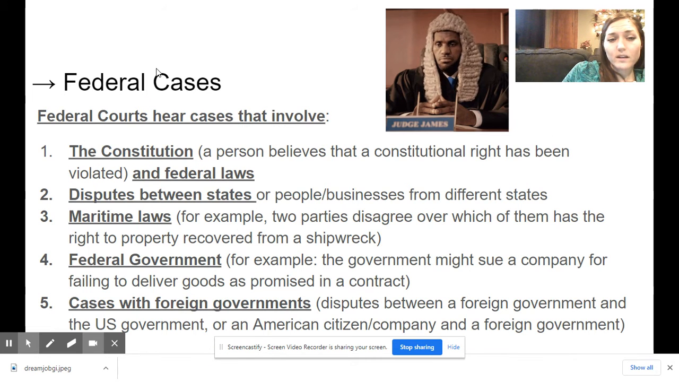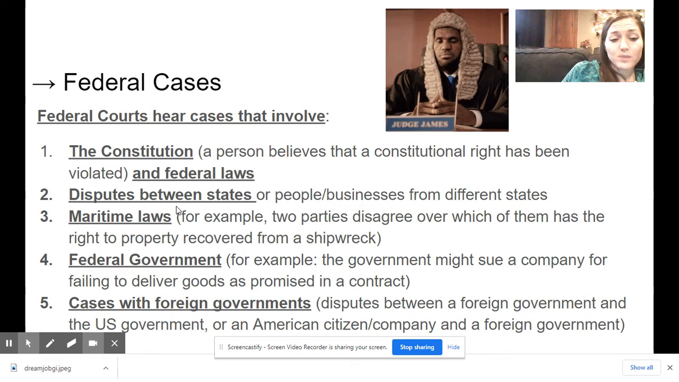All right, so we're going to look a little bit closer at the types of cases that the federal courts would hear. So not the state courts, but the federal courts. Federal courts hear cases that involve, first, the Constitution, so a person who believes that their constitutional rights, like the freedom of speech, have been violated, and any federal laws. These would be laws set by our national government. So not state laws, not local laws, national federal laws.